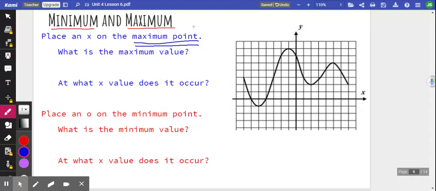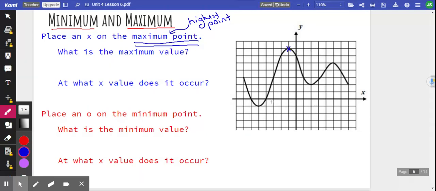Okay, so when we see maximum point, what that's talking about is the highest point on the graph. When I look at this, it kind of looks like a roller coaster. It's like up and down and up and down. But it gets to the highest point right here, so I'm going to put my X right at that point.